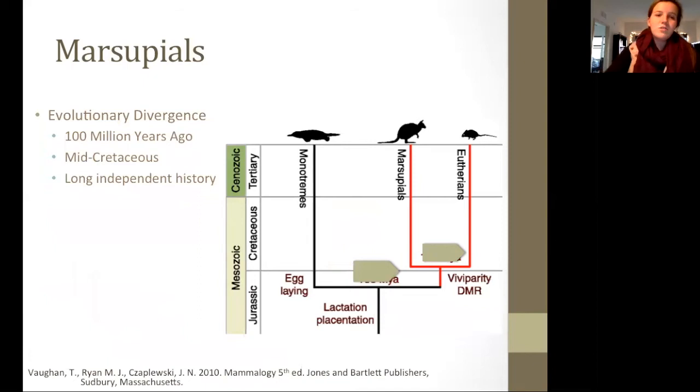Okay, marsupials. So evolutionary divergence was about 100 million years ago, in the mid-Cretaceous. Metatherians and eutherians split at this path, and we do see that eutherians had a more evolutionary advantage. So marsupials were very independent for a long time and isolated. They have a very long and independent history, and we'll talk a little bit more about that in just a moment.